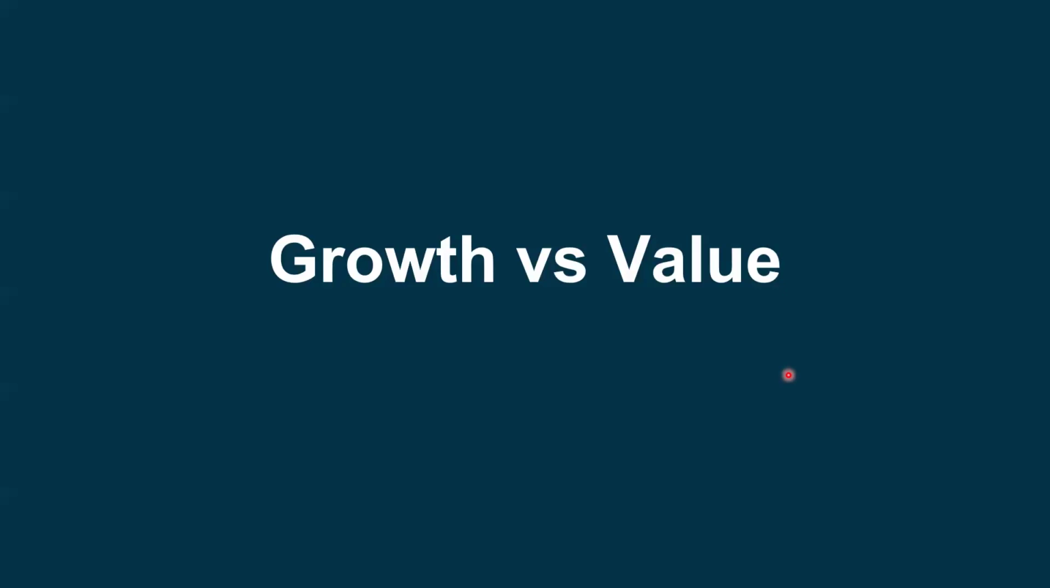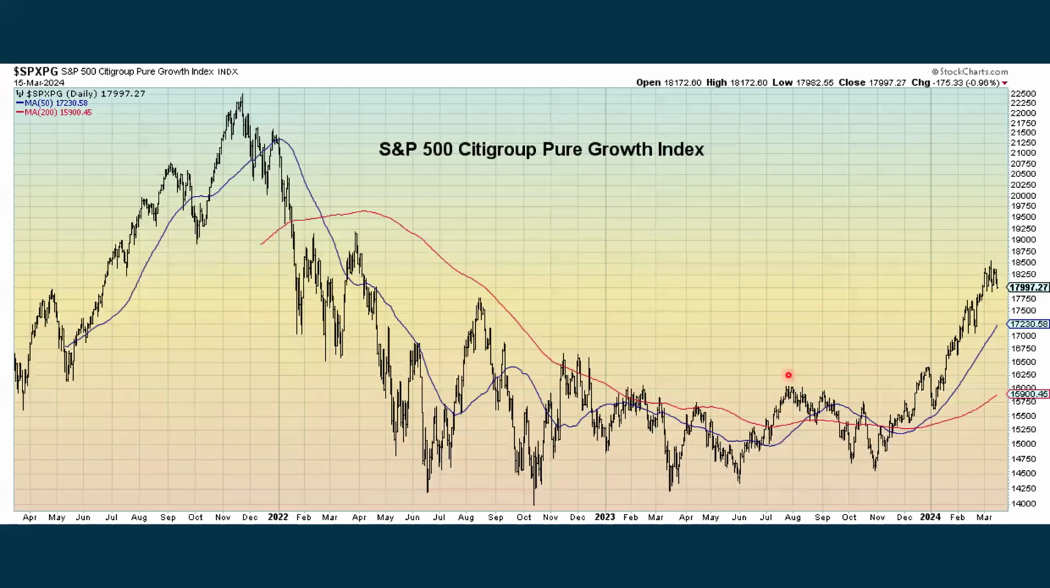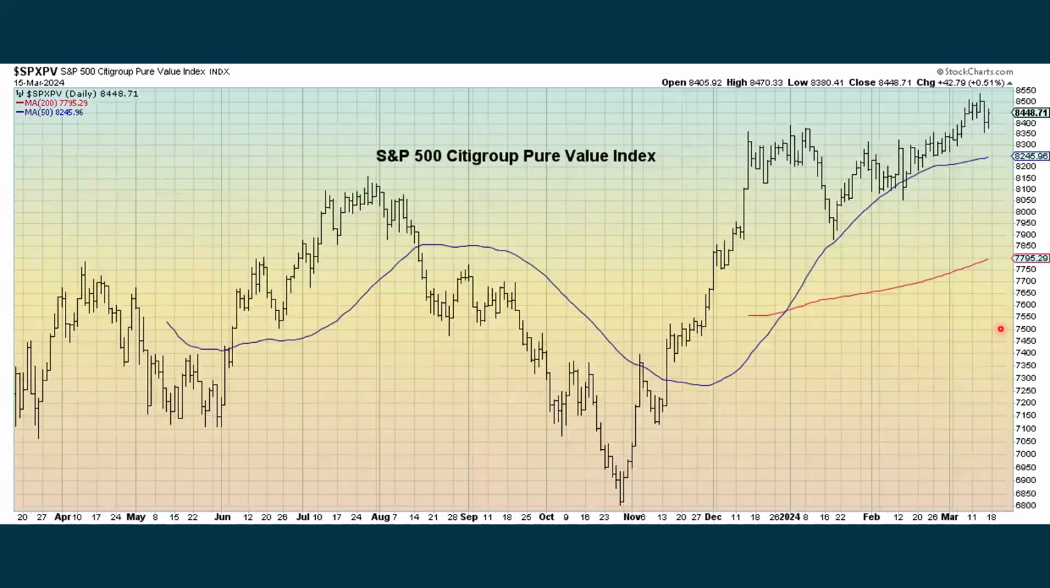And another area that we look at is growth versus value. In good, solid environments, we want to see growth outperforming value. When the market is more defensive, that's when we see value outperforming growth. Here's a chart just of growth. It's the Citigroup Peer Growth Index, and it's showing that we are in an uptrend. And then we look at just a peer value index. This is also in an uptrend.